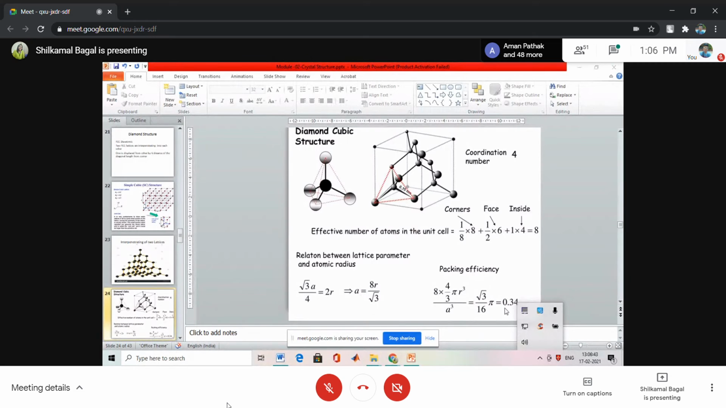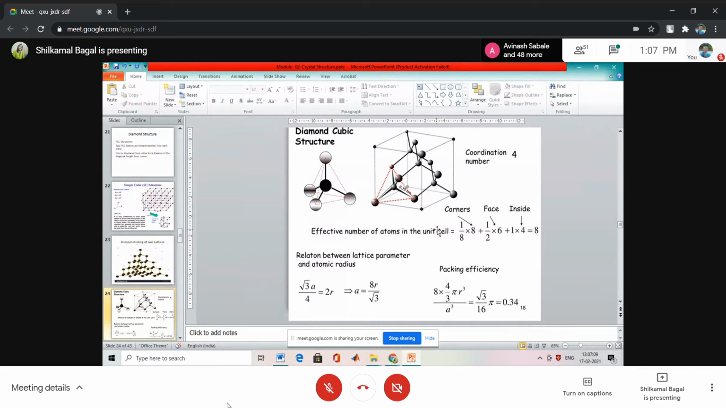Anyway, then this fraction will come, this much, by taking pi. This comes to 0.34. So this is the packing factor or packing fraction of the diamond structure, meaning 0.34 multiplied by 100, that is 34% of the unit cell or the diamond crystal structure is occupied by the atoms.